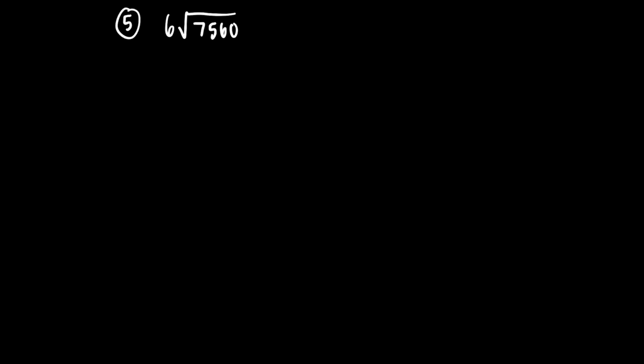All right, let's look at a maybe more difficult one. So 6 times the square root of 7,560. Well, it ends in 0, so it's definitely 10 times 756. 10 is 2 and 5. That's nice. All right, so this ends in a 6, so I know it's even. So I'm going to roll with that too.